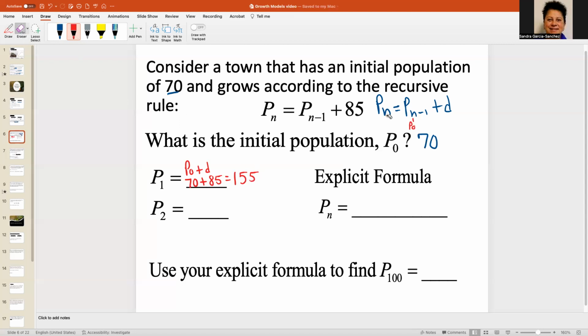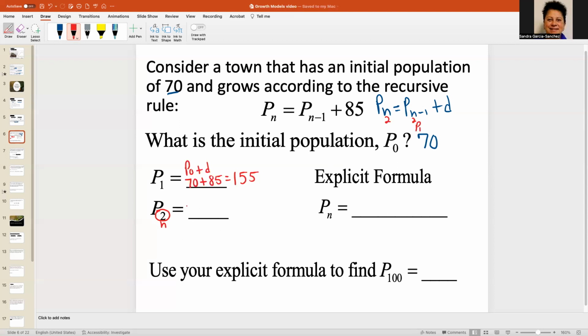To find P sub 2, I am going to change here N for 2 because I'm finding P sub 2. Remember, this little guy here represents N. So here will be P sub 2, and this N is only 2. So 2 minus 1 is going to give me P sub 1.